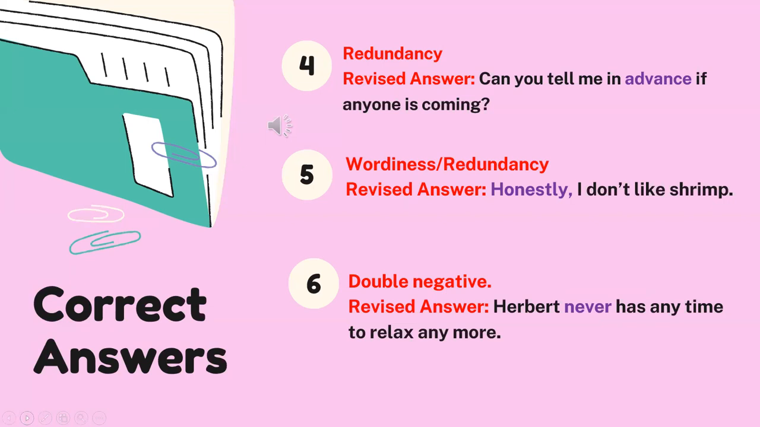Number 5, the correct answer is wordiness. What you were trying to say is, I don't like shrimp or I dislike shrimp. That's all. You need to take away unnecessary words, but make sure you retain the meaning. Number 6. Herbert never has any time to relax anymore. Herbert has no time to relax no more. So in short, we take away the two nos and we change it to never. So we retain one negative word only, not two negative words.